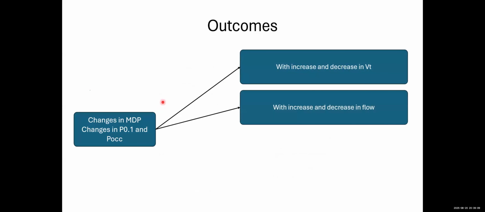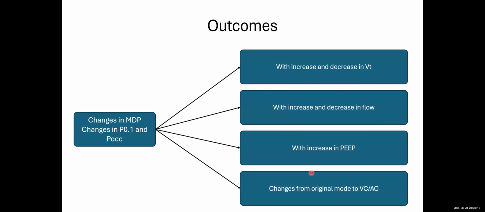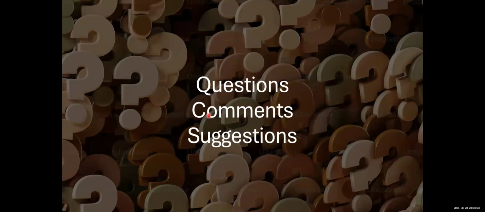And the outcomes, we're going to look at how the MDP changes according to the changing tidal volume, the changing flow, the changing PEEP, and also the changing modes, right? Because the initial mode to VC-AC, and also when we change from VC-AC back to the patient's ventilator mode. And also because P0.1 and POC may be associated with respiratory drive and respiratory effort, we're also going to look for that. These are my references, and I'm going to finish the presentation and open to questions, comments, and suggestions.